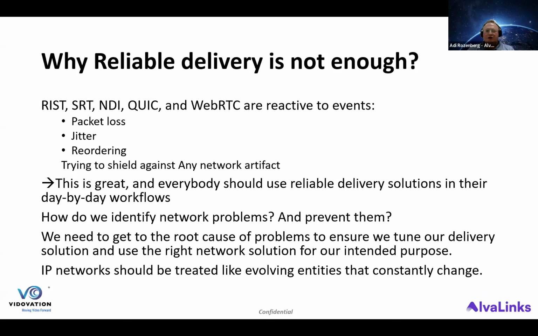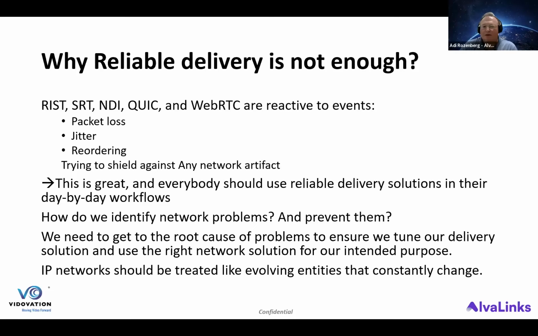So the question is, how do we identify network problems and how do we prevent them? We need to get to the root cause of the problem to ensure that we tune our delivery solution and use the right network solution for our intended purpose. If you have a 5 megabit pipe, you will not try to push a 20 megabit stream through it, right? And if the pipe has high latency, you will not try to push a low latency type of service across it. Yeah, like constant bit rate, low latency, or JPEG 2000 or something like that, right?